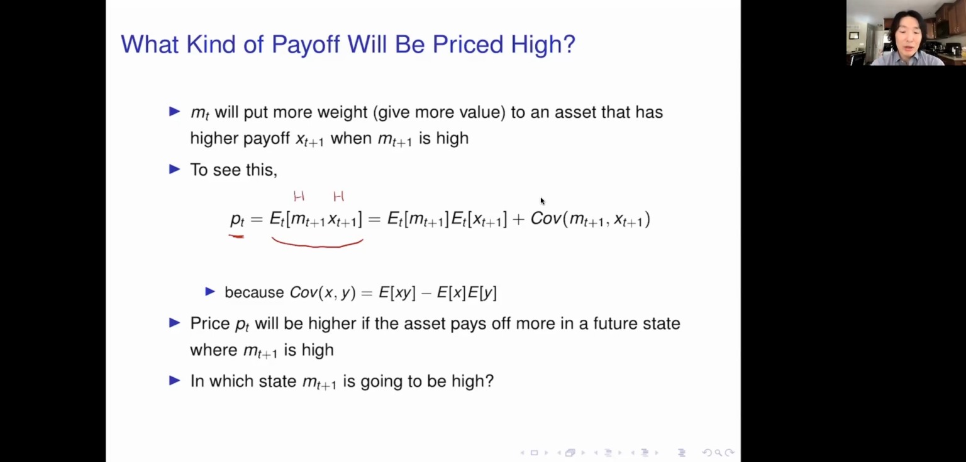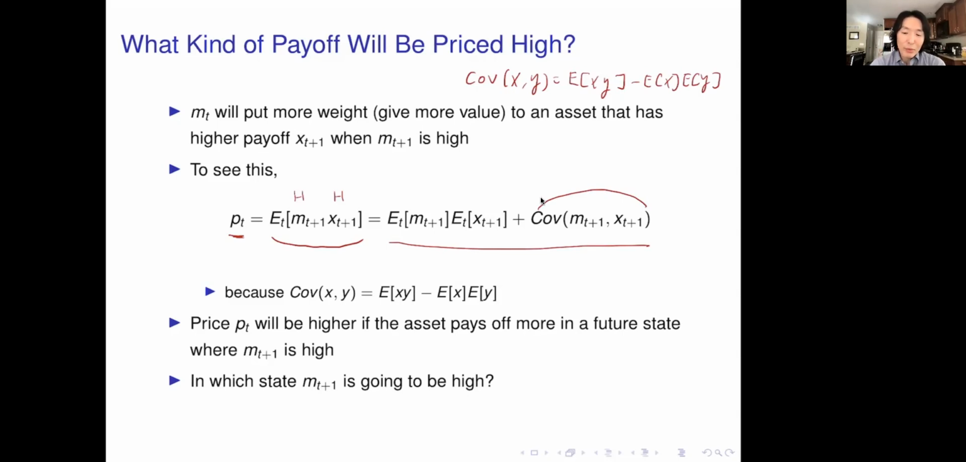To see that mathematically, you can decompose the product of the expectation into these two components. Why is this the case? That is because we know that the covariance between two random variables is mathematically equal to the expectation of x times y minus the expectation of x times the expectation of y. Okay, and then you rearrange the thing and you get this equation here. In other words, when is the price going to be high? That is when the covariance between the two is high. In other words, for an asset that has high payoff when M is high, such an asset will have higher prices as well. Okay. 즉 무슨 말이냐?